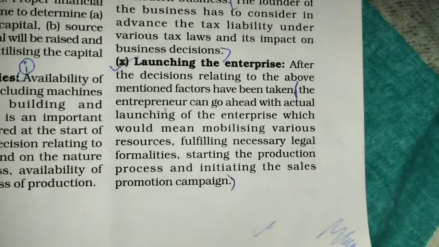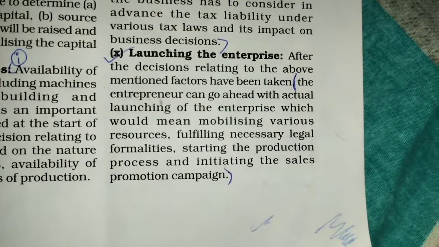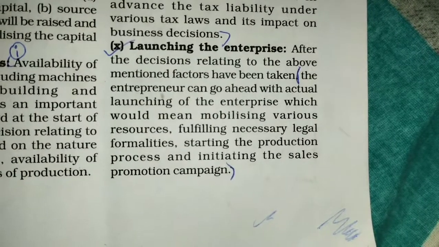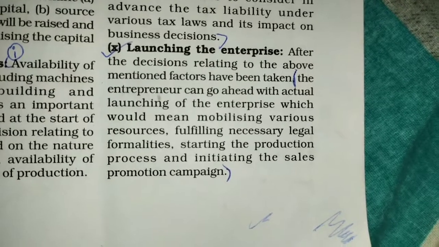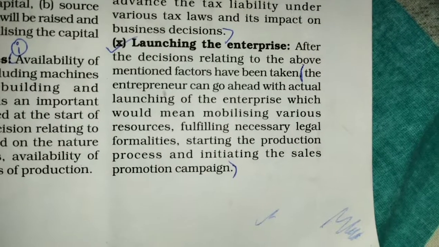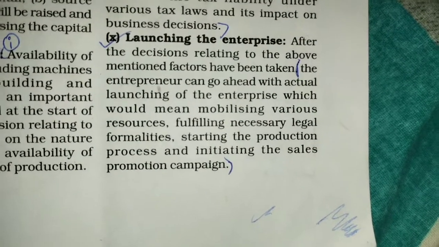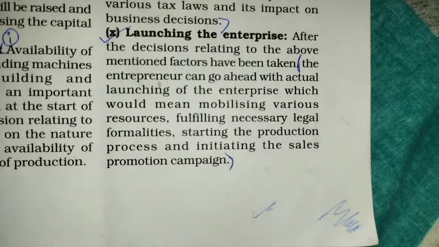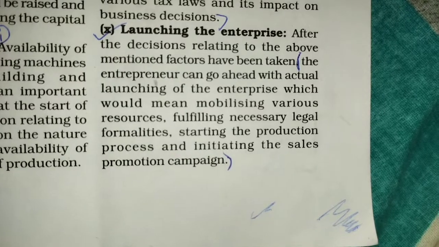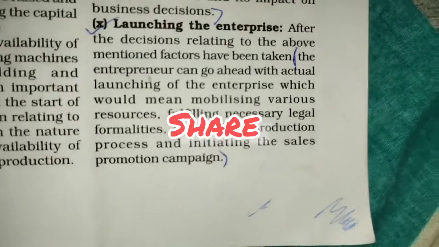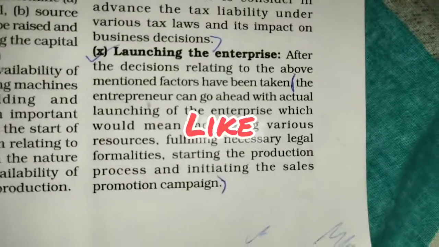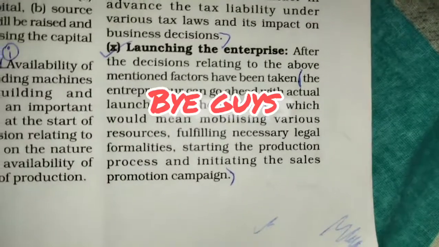Now, the tenth is launching the enterprise. Finally, after the decisions relating to the above mentioned factors have been taken, the entrepreneur can start or launch the enterprise, his dream project, where he can mobilize various resources and fulfill necessary legal formalities. Now, starting the production process and initiating the sales promotion campaign, he can do the business activities smoothly after doing all this.